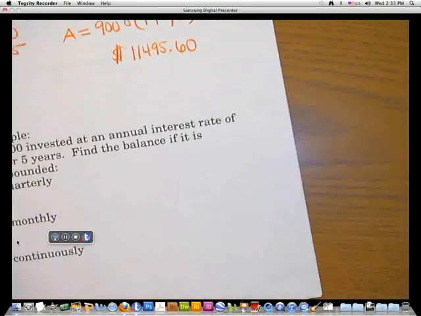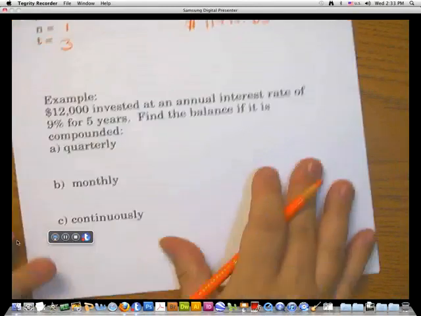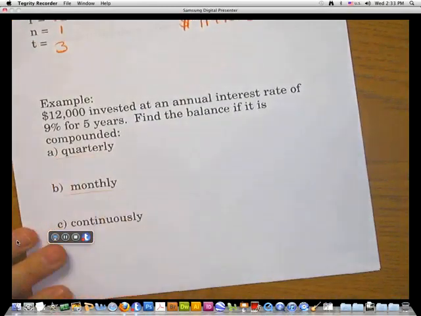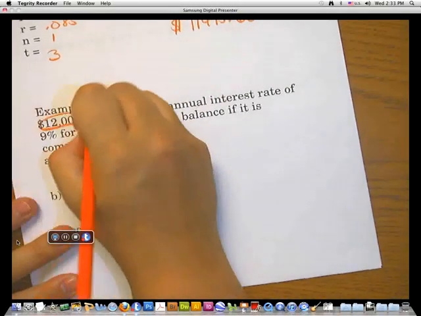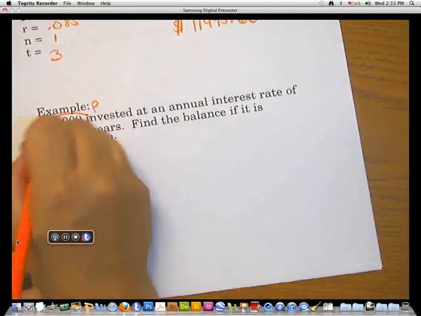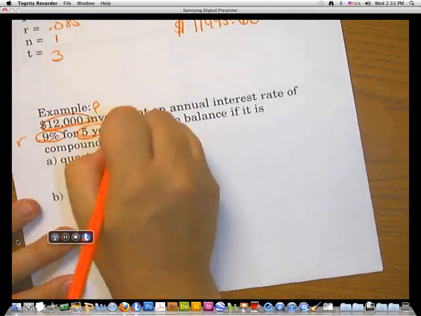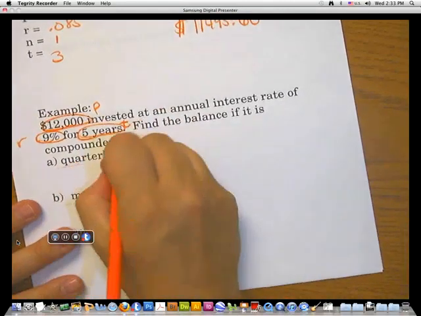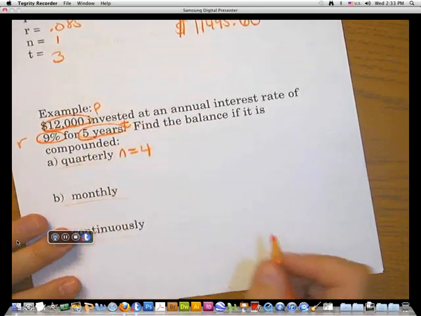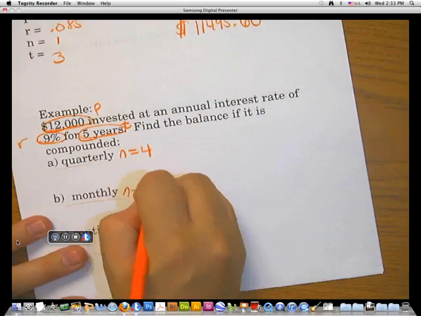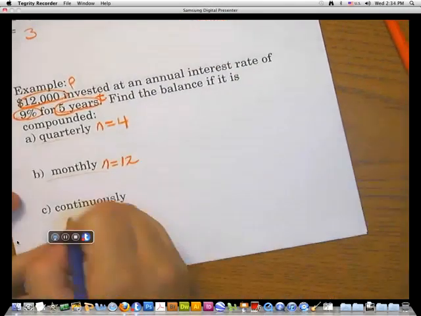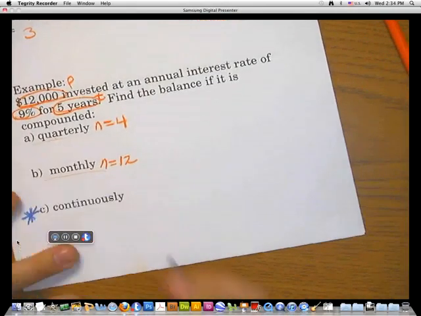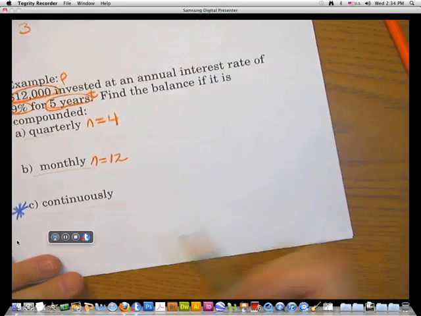All right, so here we have, we're going to do different N's. Okay, here we have 12,000 invested, so that's our P. Interest rate, so that's our R. 5 years, that's our T. Quarterly means N is 4. Monthly, N is 12. Here we're going to have a little bit different formula for continuously. So we're going to start that one and we're going to do that one last.